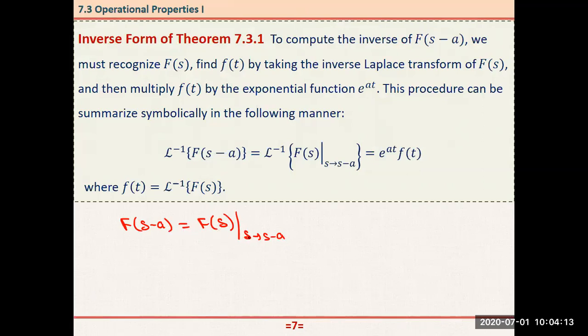So now we know the Laplace transform of this thing is equal to F of s, that is f of t. Because of this, here we have e to the power at times f of t. So we know the Laplace transform of the exponential function e to the power at times f of t is equal to capital F of s minus a.